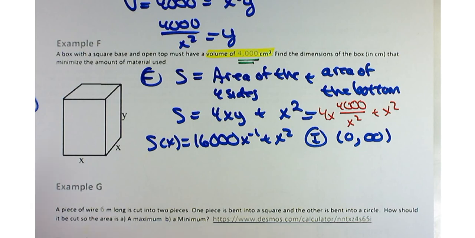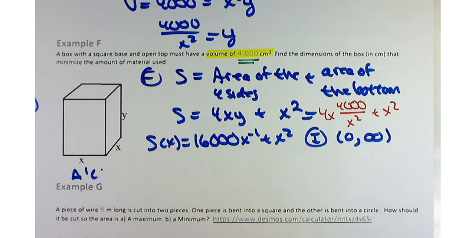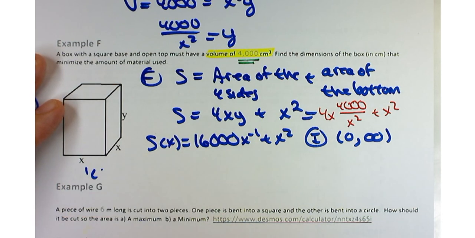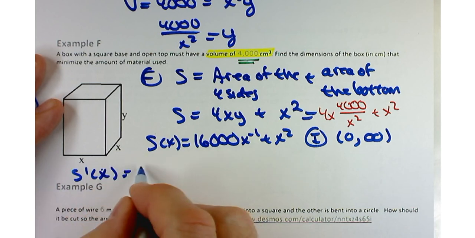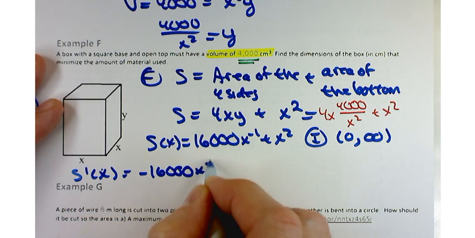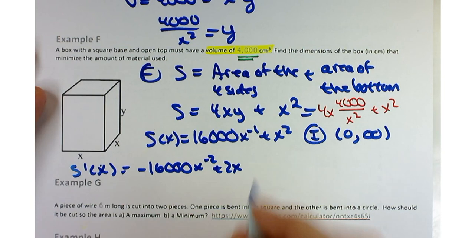Let's find the derivative here. So S prime, I should say. Where'd it go? Not finding it. That's all right. Oh, here it is. So S prime of x is going to be negative 16,000 x to the negative second plus 2x. And that's going to equal 0.